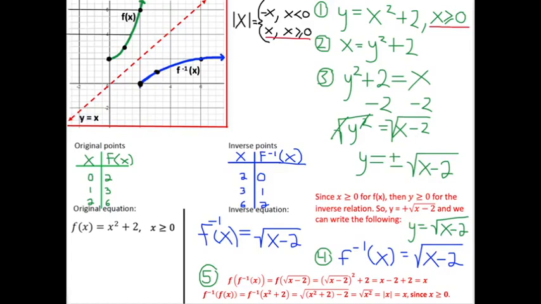Well, that brings us to the end of this lesson. I hope that after going through all of this information, you have a much better understanding and you feel more comfortable when working with functions and their inverses. Have a good day.